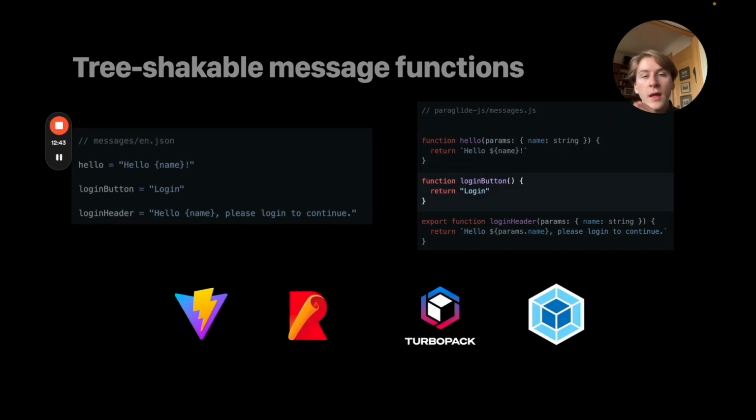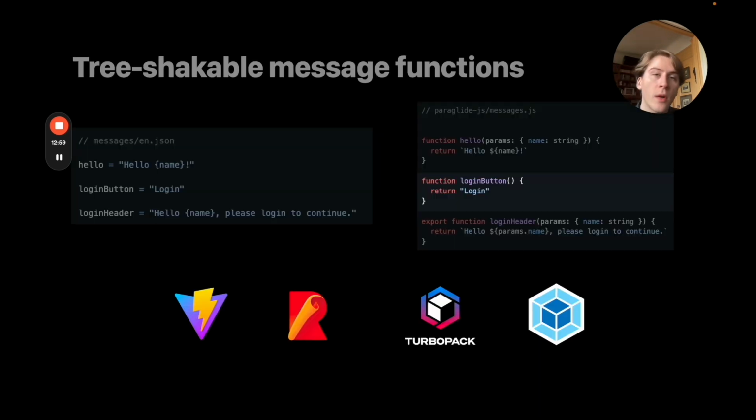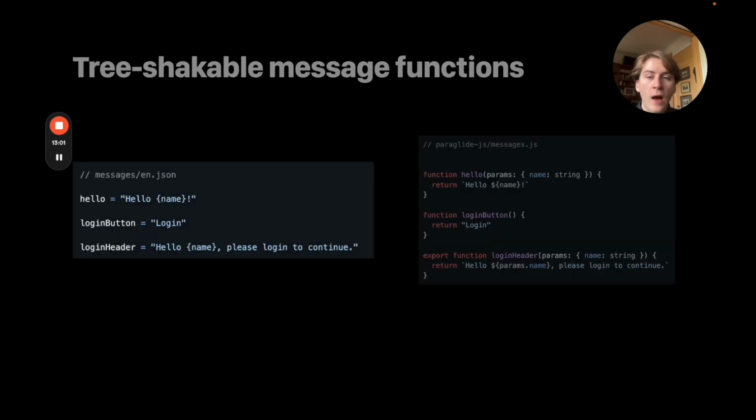Now, if you do that, for example, if you only use the message login button in a particular component or page, your bundler will automatically get rid of hello and login header, stuff like that. Now, why is this so amazing? As I mentioned, you don't have to care about async loading anymore. Like, how do you load this translation file and how do you split it so that you don't send everything to the user? You don't have to think about it anymore.